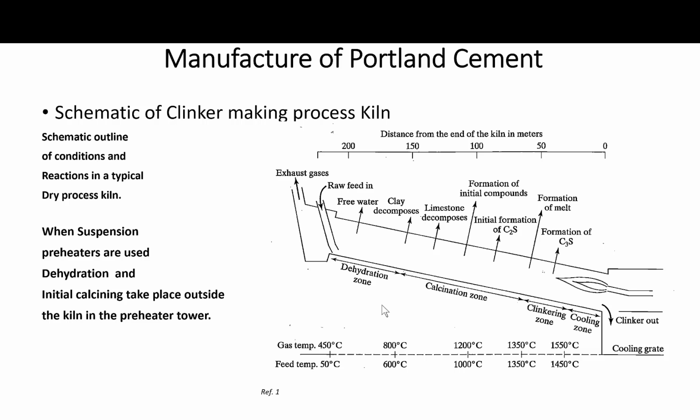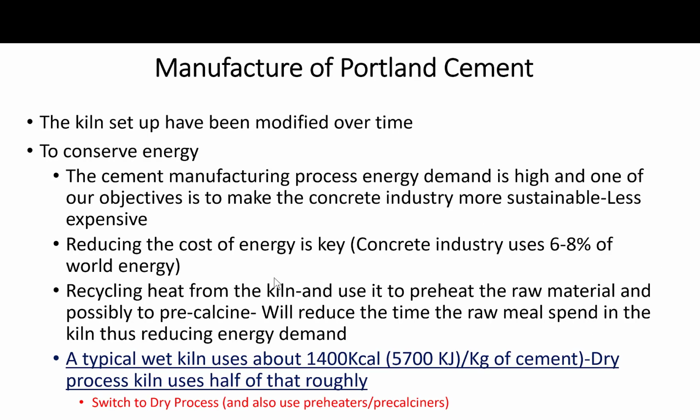This is again the diagram I showed earlier. This shows a schematic of a conventional dry process where, when preheaters are used, dehydration and initial calcining take place outside the kiln in the preheater tower. Again, this is to save energy. Okay? So the kiln setup really has been modified over time. One major reason is to conserve energy.